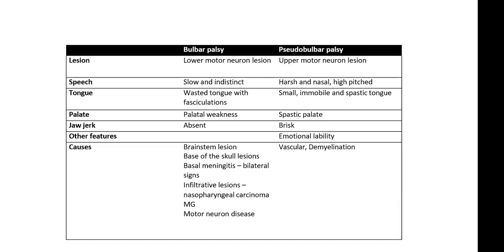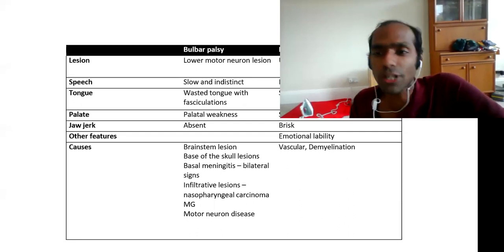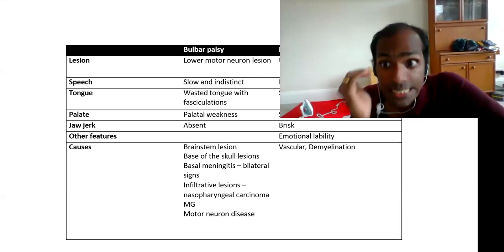So the upper motor neuron lesion of these bulbar cranial nerves is called pseudobulbar palsy. And what are the signs of pseudobulbar palsy? A very high-pitched nasal voice, a very small triangular shaped tongue, poorly mobile. They can't put it out, and it's very difficult for them to move the tongue from side to side. In other words, it is spastic and stiff.